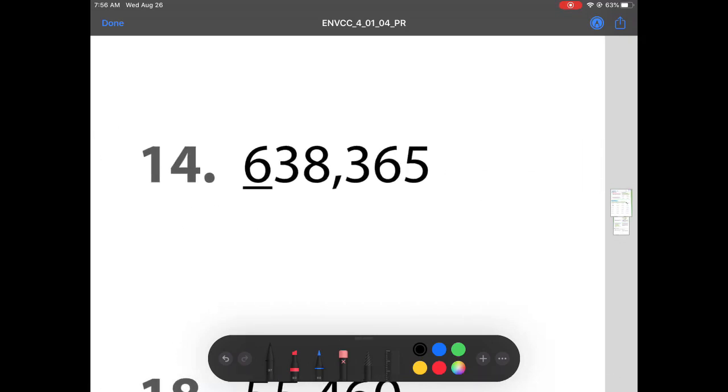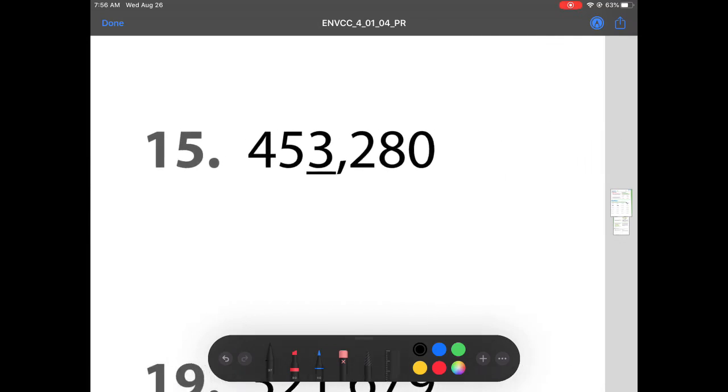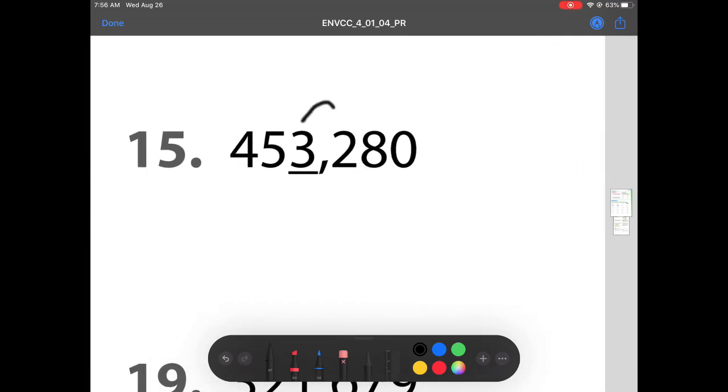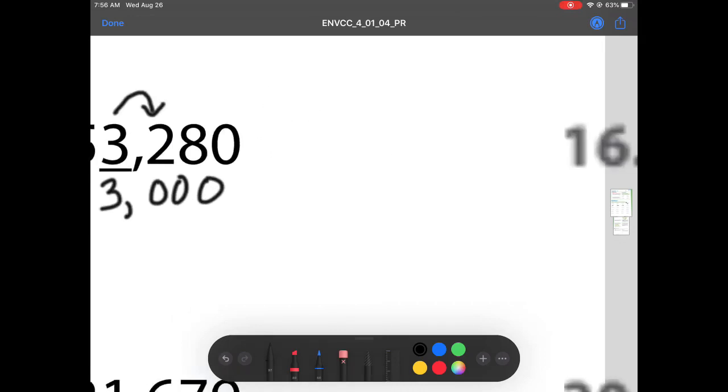Our next one, look to the right. 4 or less, we let it rest. So this 6 is going to stay the same. Look to the right, put zeros in sight. Heading on to our next one. Go next door. 4 or less, we let it rest. So this 3 is going to rest and stay the same. Look to the right, put zeros in sight. Everything to the left stays the same.